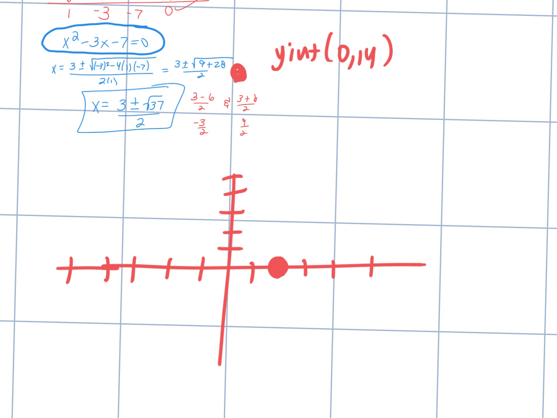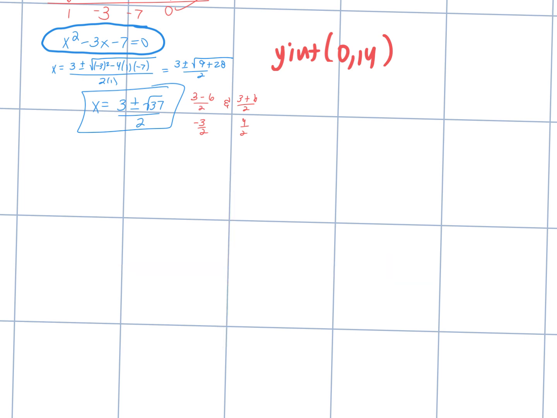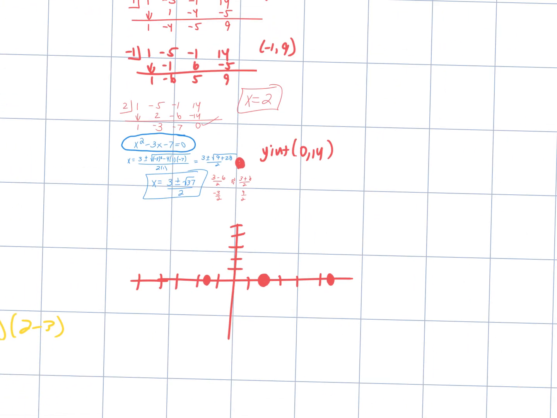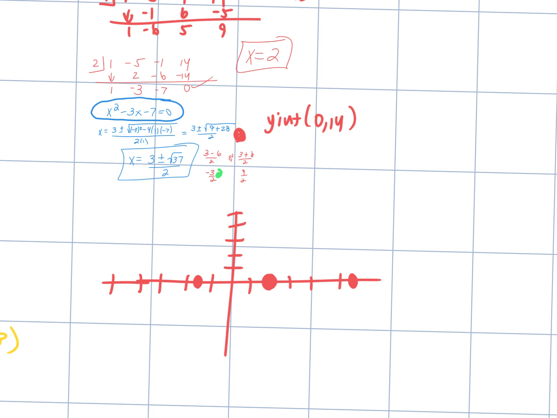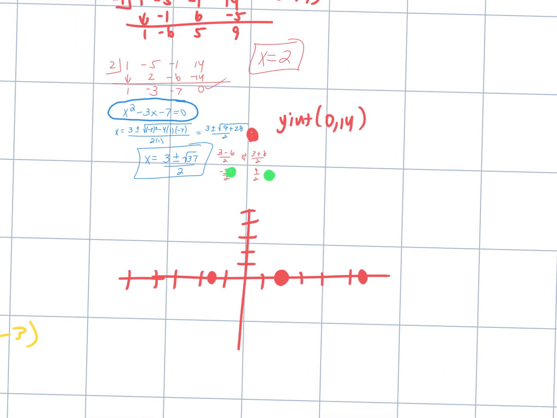-3/2, so ish. So it's going to be here. And then where's 9/2? A little bit bigger than what? 4, okay. So say here. And then those additional points we found. We're at -1,9 and 1,9. So like about here-ish. Just to give you an idea of what your graph looks like.